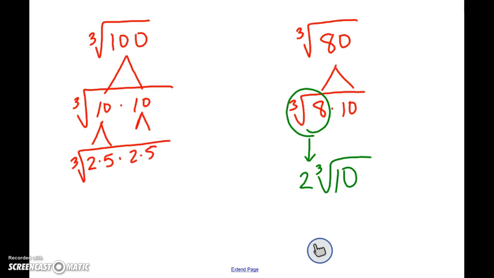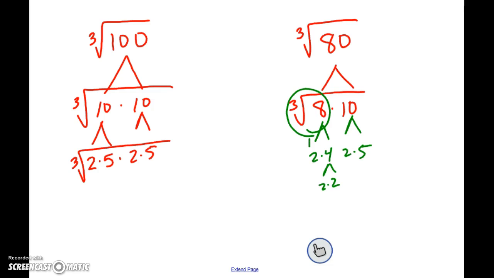Could I not? I could even go one step farther, and I'm pretty sure I could say that this is 2 times 5. Ooh, actually, let's slow down. I'm going to back up just one step. Okay, I'm not going to find the cube root of 8. I'm going to break it apart into 2 times 4, and 2 times 5, and 2 times 2.